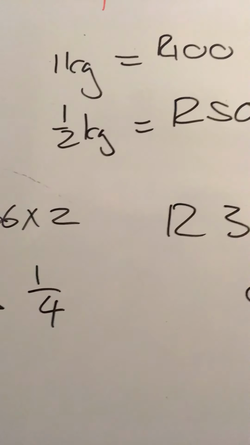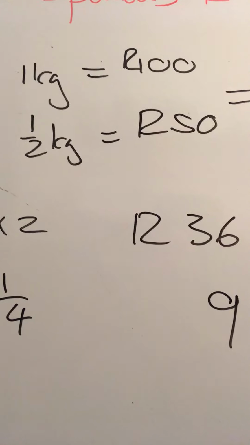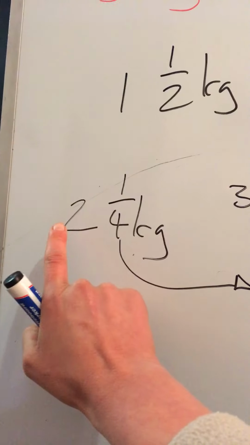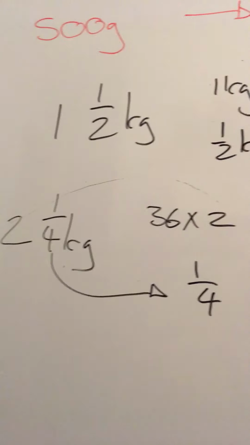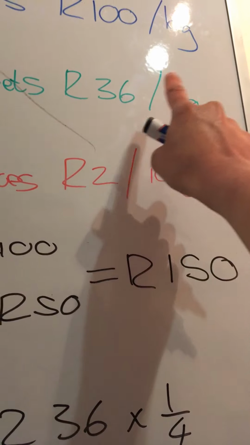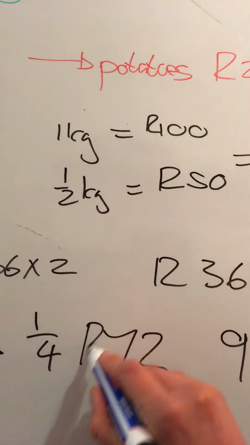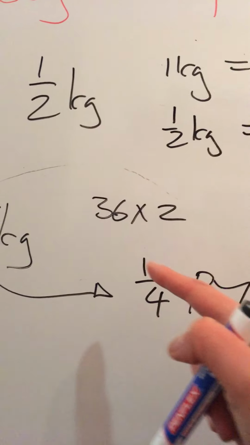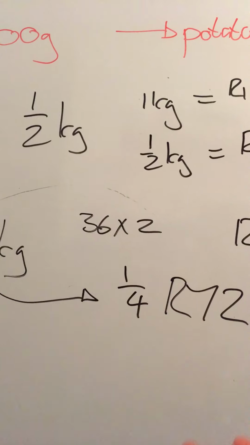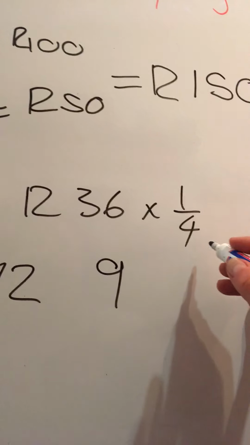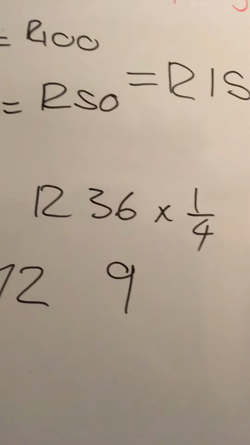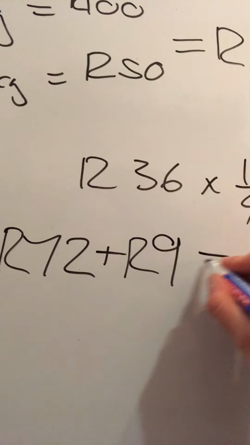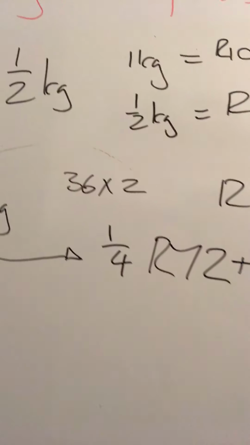And we know that 36 times 2 also gives us 72. So for the 2 kilos, we have 36 Rand times 2, which gives us 72 Rand. And then for the quarter kilo, when we make a kilogram into quarters, we divide by 4. So we're going to divide 36 by 4 to get the 9. So that is 72 plus 9 to find out how much is 2.25.